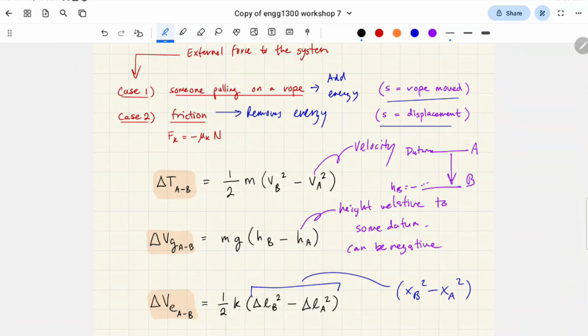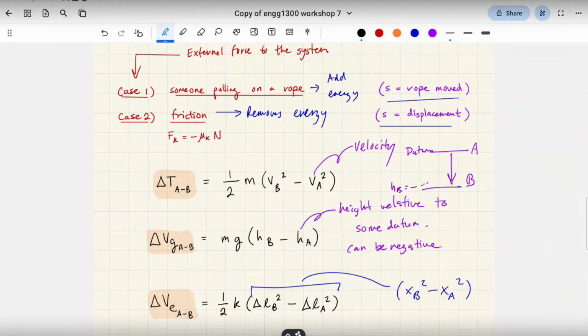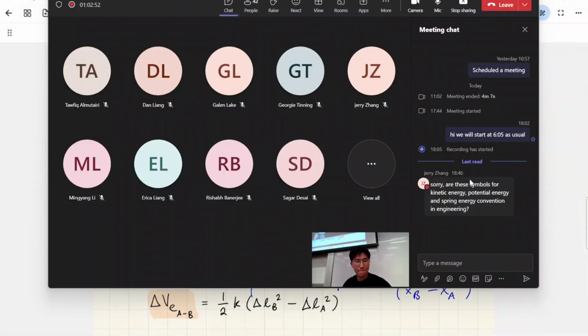Okay, so I've done a lot of talking. I'm going to go over to quizzes. Well, I'm going to check the chat first. Are these symbols for kinetic energy, potential energy, and spring energy conventional in engineering?